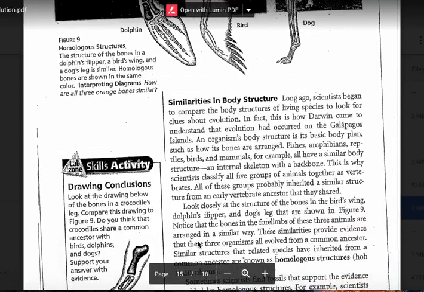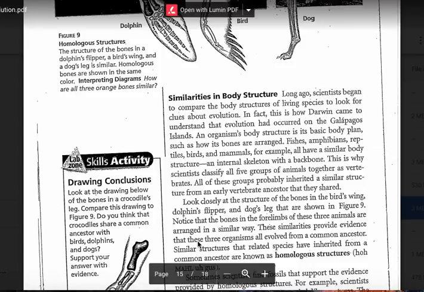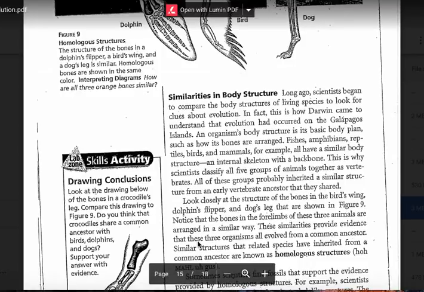Similarities in body structure. Long ago, scientists began to compare the body structures of living species to look for clues about evolution. In fact, this is how Darwin came to understand that evolution had occurred on the Galapagos Islands. An organism's body structure is its basic body plan, such as how its bones are arranged. Fishes, that's weird, shouldn't it be fish? Fishes, amphibians, reptiles, birds, and mammals, for example, all have a similar body structure, an internal skeleton with a backbone. This is why scientists classify all 5 groups of animals together as vertebrates. All of these groups probably inherited a similar structure from an early vertebrate ancestor that they shared.